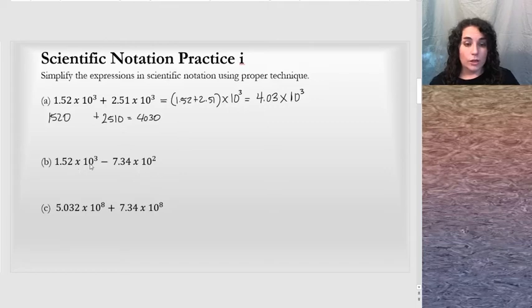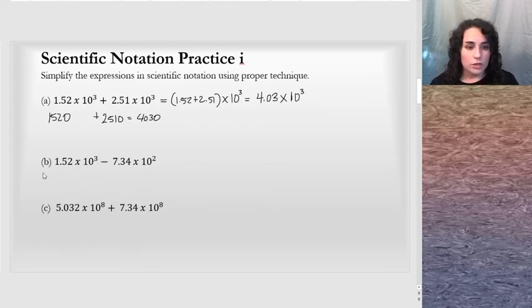So in the next example, notice that we're subtracting, and then we also have different powers of 10 here. And so my suggestion was convert to the same power of 10. Convert to the same power of 10, and the lowest one. So the lowest one here is times 10 squared, which means that I'm going to convert this one to times 10 squared. Instead of 10 to the third, I'm going to have 10 squared.